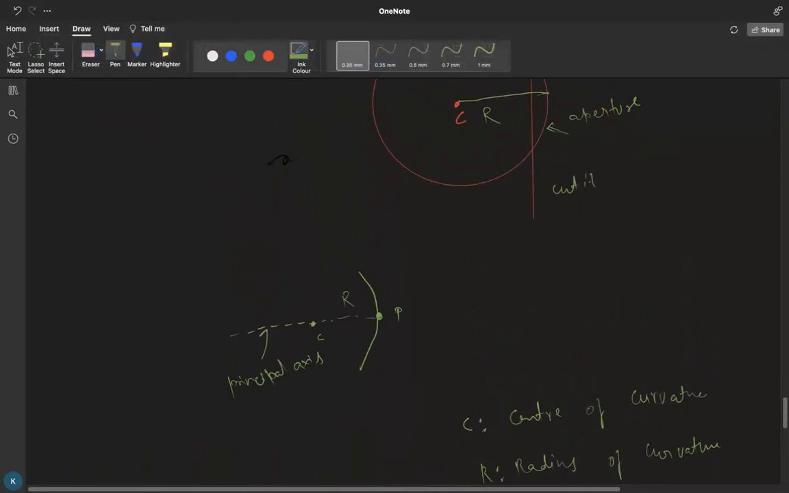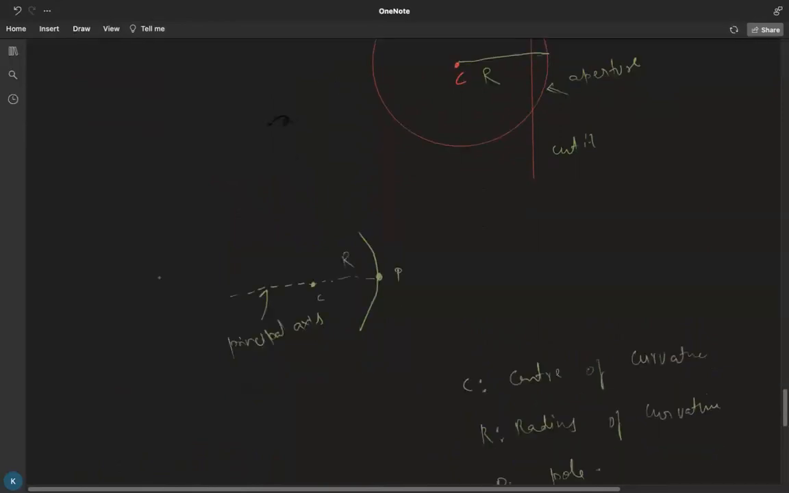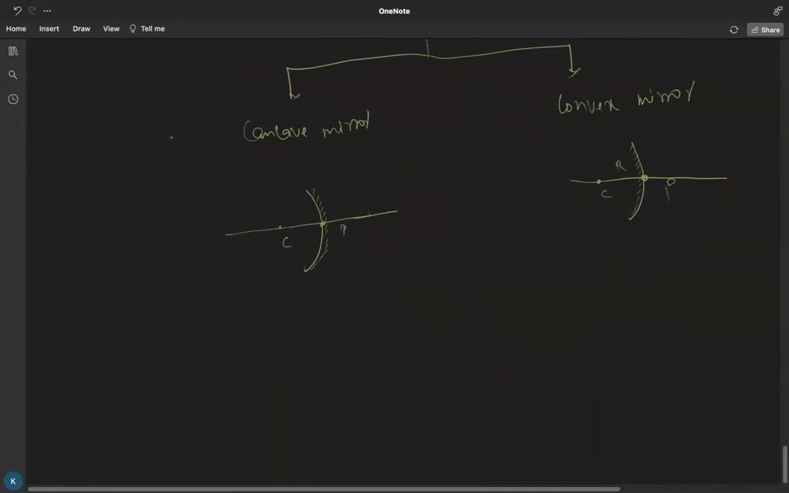Now let us define some terms here. The first term is the normal. So what is the normal? When a ray of light passes through the center of curvature, it would look something like this. Let me draw it here so it is clear to all of you. Look here.